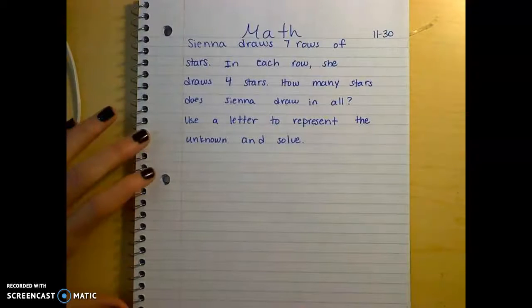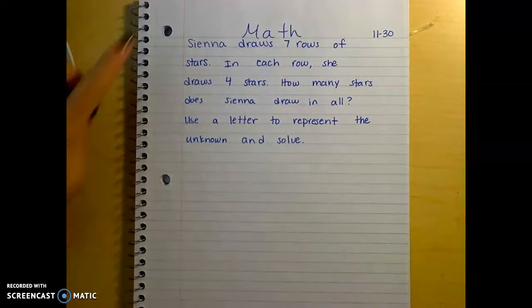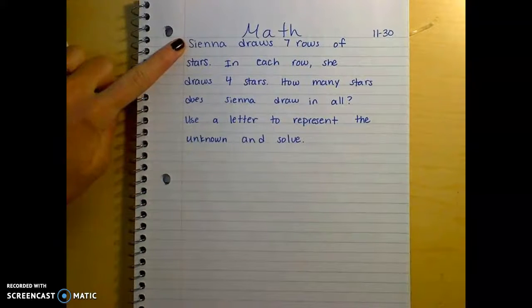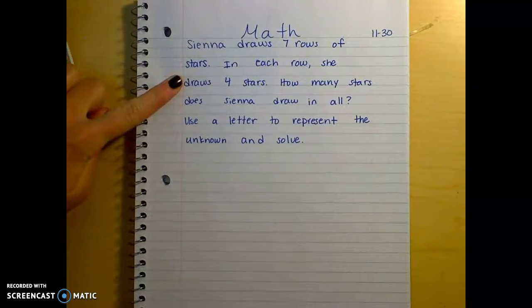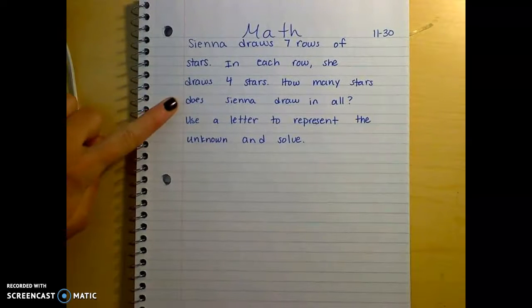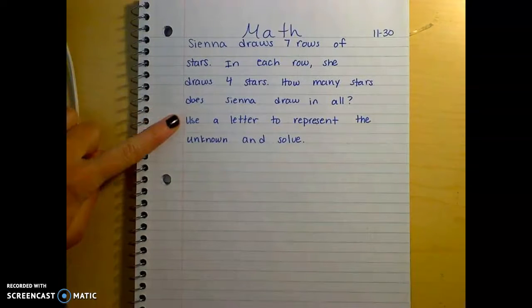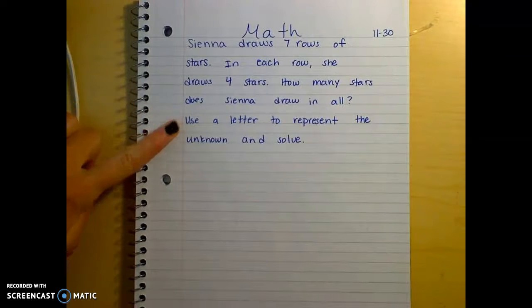All right, for our first problem today, we're going to be talking about Sienna, and she is drawing some stars. Sienna draws 7 rows of stars. In each row, she draws 4 stars. How many stars does Sienna draw in all? Use a letter to represent the unknown and solve.